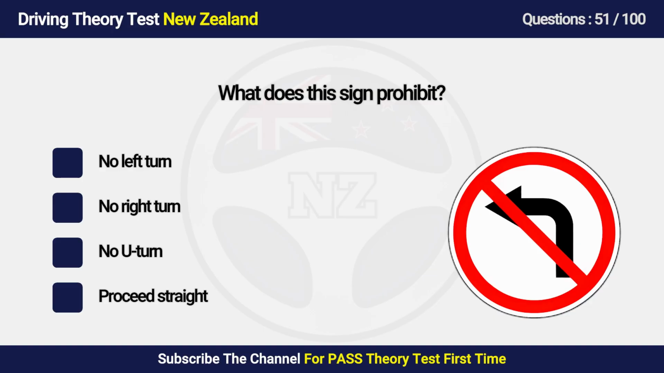A, no left turn. B, no right turn. C, no U-turn. D, proceed straight.